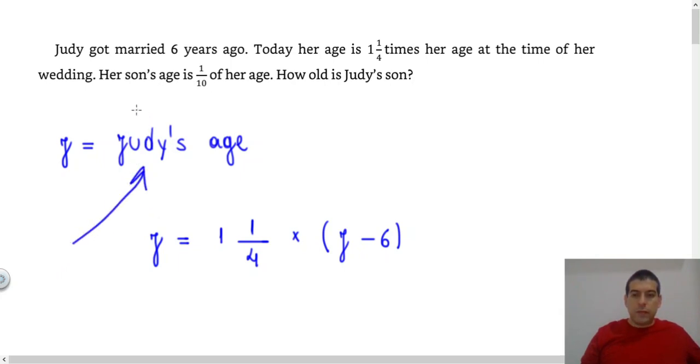And with this information, we can find the age of her son because we know that J divided by 10, that will be 1/10 of the age of Judy, will be precisely the age of her son, okay? So let's find out the J firstly.